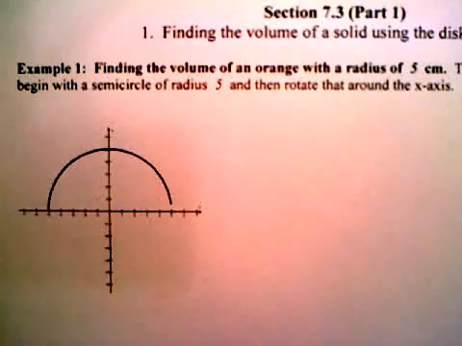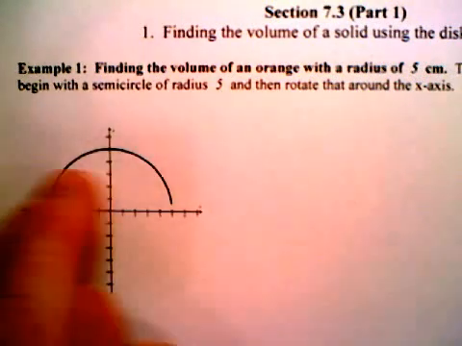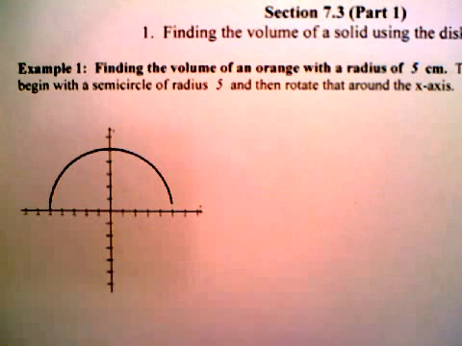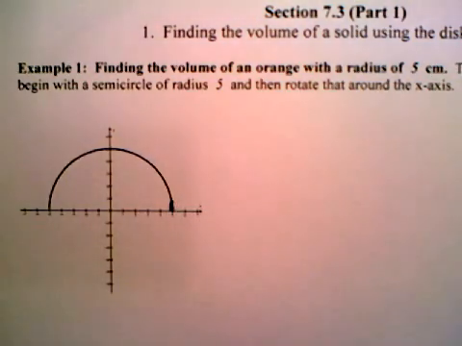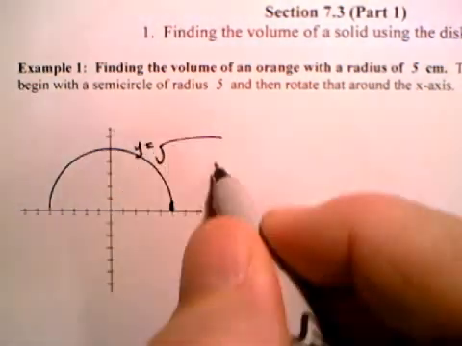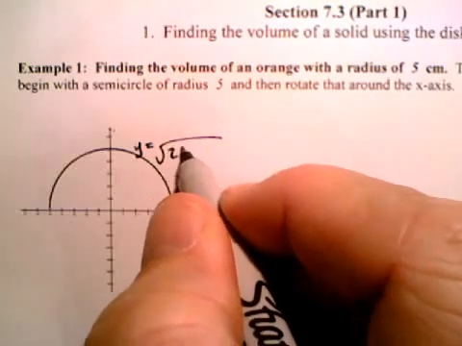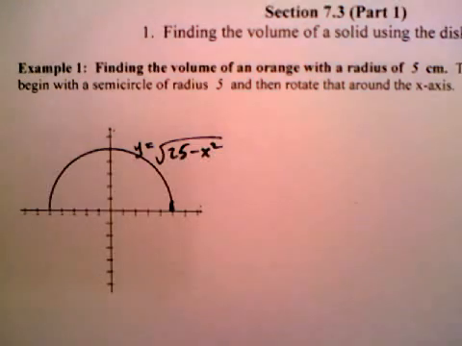Okay, welcome back. Hopefully you've had a chance to take a look at the problem, finding the volume of an orange with a radius of 5 centimeters. To generate the solid, it says, begin with a semicircle of radius 5, and then rotate that solid around the x-axis. So remembering your functions, this being a semicircle, you should be able to recognize that this function is y equals the square root of r squared minus x squared, so r being 5, the square root of 25 minus x squared. So that's the first thing we need to do.